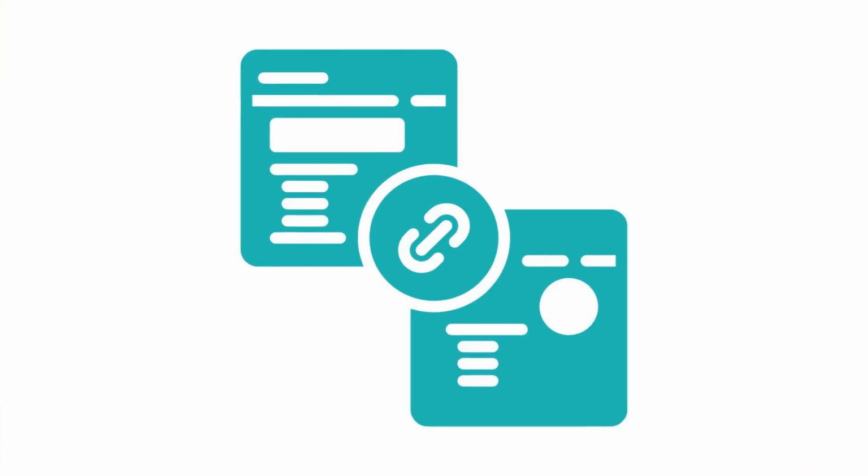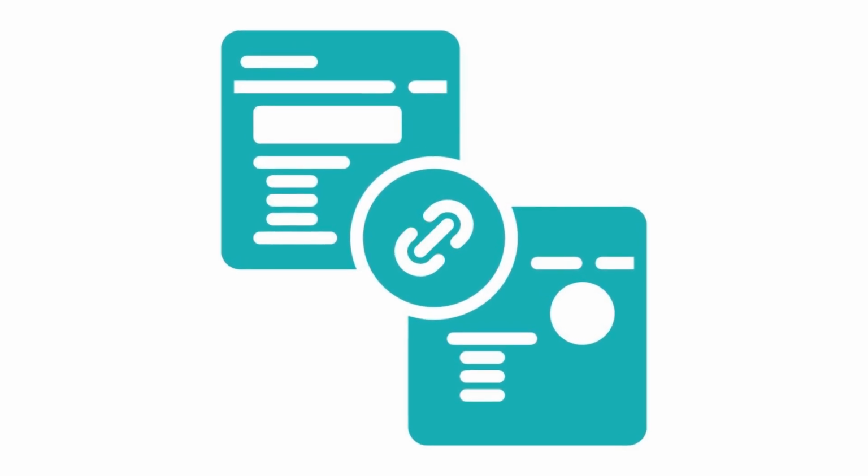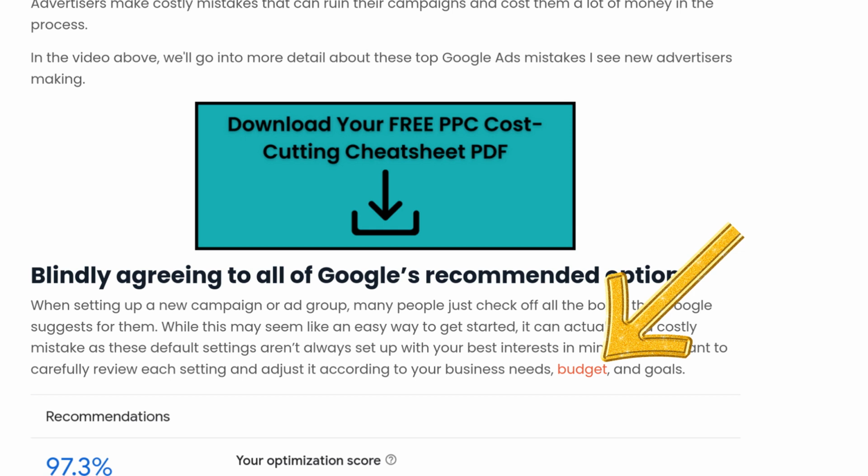First, let's define internal links. These are hyperlinks that connect one of your pages on your website to another one of your pages. For example, if you have a blog post on your website and within that post you link to another blog post on your website, that's an internal link.